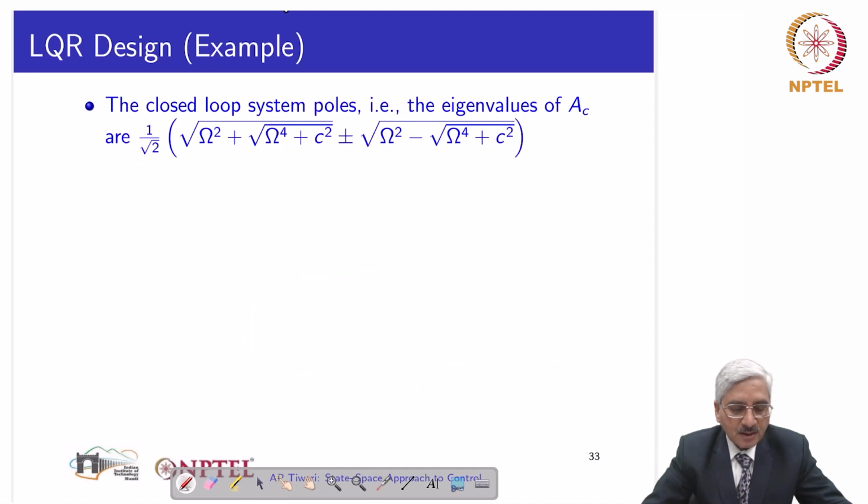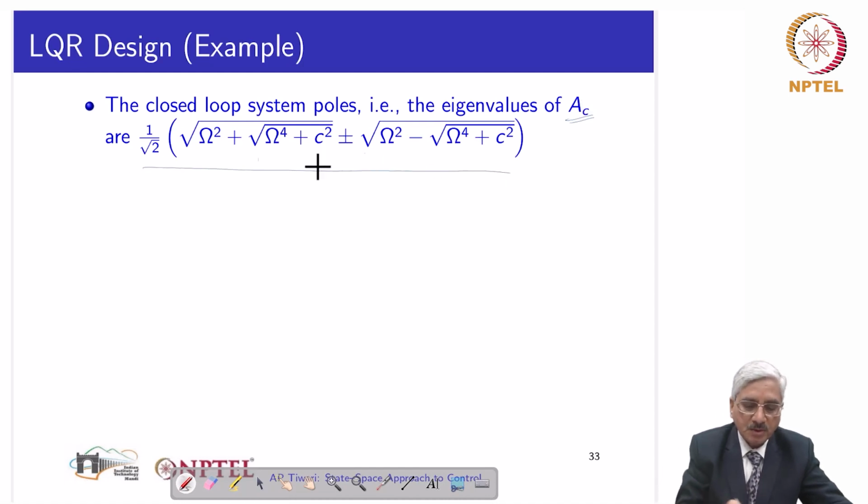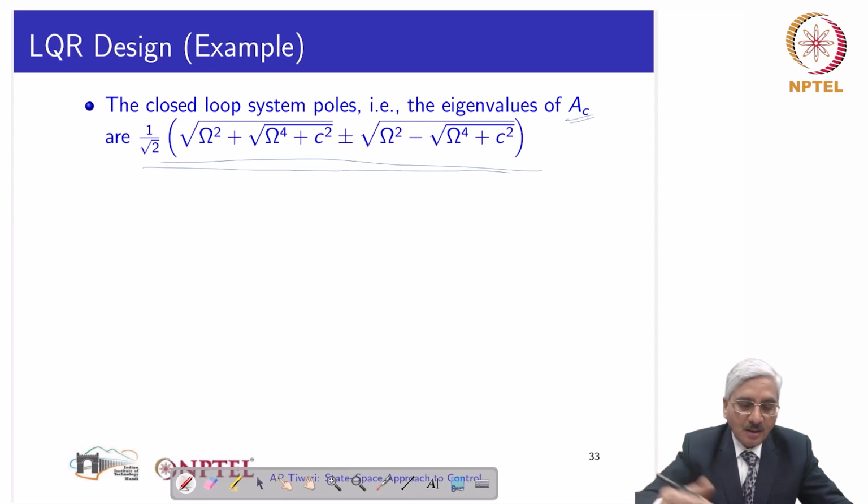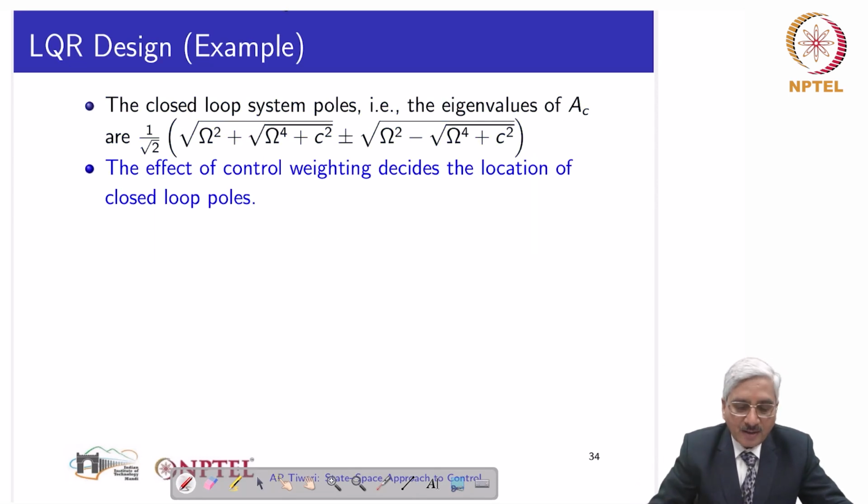And if we see the roots of the characteristic polynomial of AC, or the eigenvalues of the closed loop system matrix, or closed loop system poles, we get these two poles. And that C square, which we have taken as a parameter in the control weighting, remember that J was taken as integral of x1 square plus u square by C square. So this C square, its effect will be evident on the location of the closed loop poles.